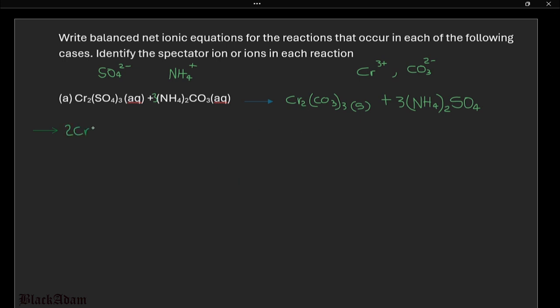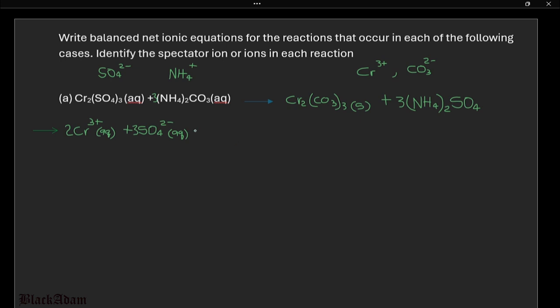Chromium, so we have 2, we're putting them into charges. 2 times 3 charge, +3, and then we have sulfate. Okay, those are the reactants. So sulfate, that is -2, we have 3 of them, and that's aqueous.